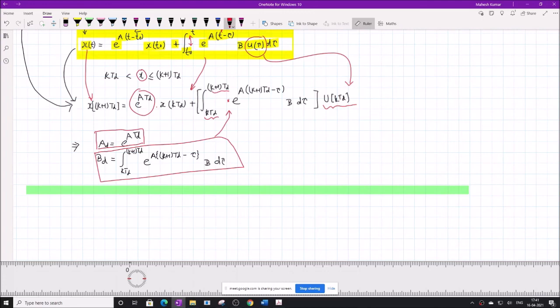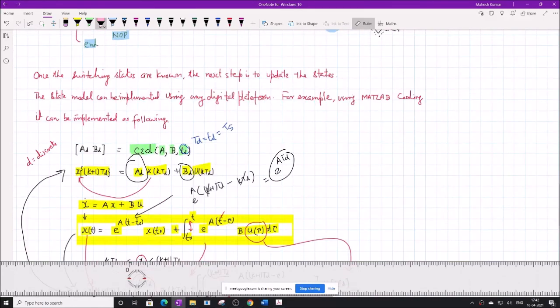And MATLAB does it inside. You simply use the command, but we should know what it is doing inside. So inside it is calculating these terms, all this calculation, and then putting them in the form of AD and BD. So these AD and BD are therefore used in the updating of the state vector x.